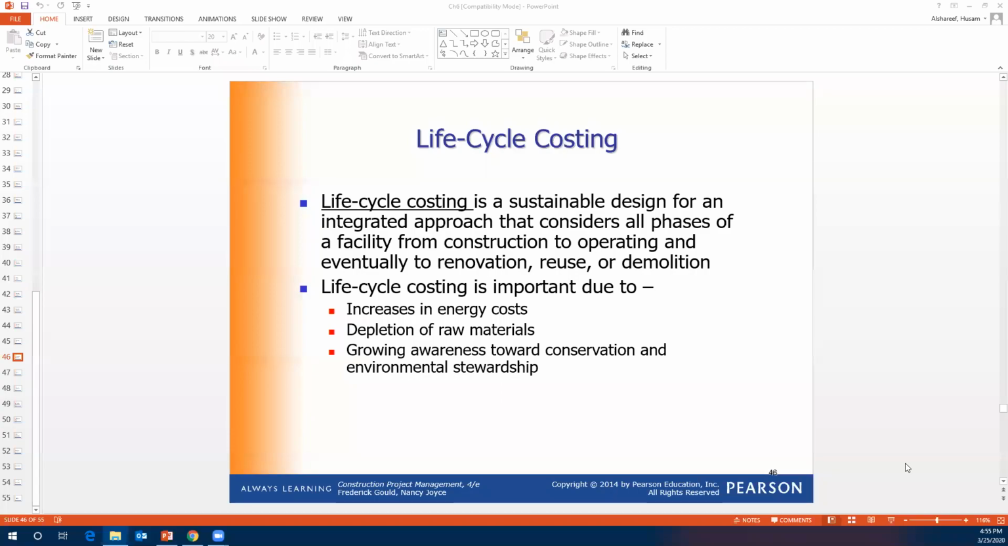Hello, everyone. This is part 7 of the construction services and the design. And today we'll talk about the life cycle costing and constructability review in this lecture here.